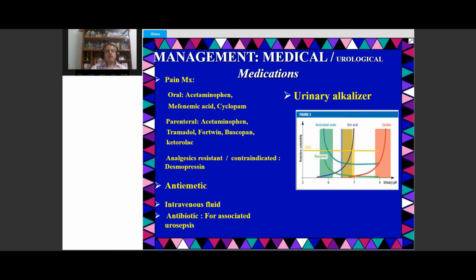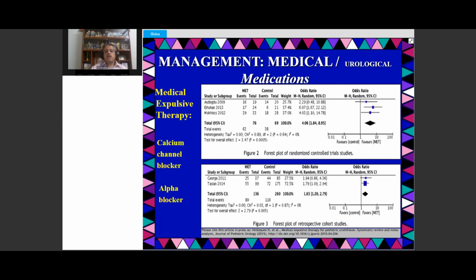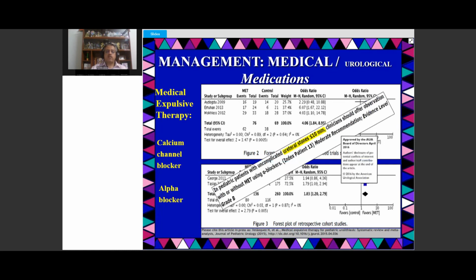How about medical expulsive therapy? Luckily, the ureter has calcium channels and alpha channels, alpha 1, alpha 2. So calcium channel blockers and alpha blockers can be useful. We now have meta-analyses showing it is useful, and it has come up as a guideline by the American Urology Association that for ureteric stones 10 millimeter or below, your first try should be medical expulsive therapy.